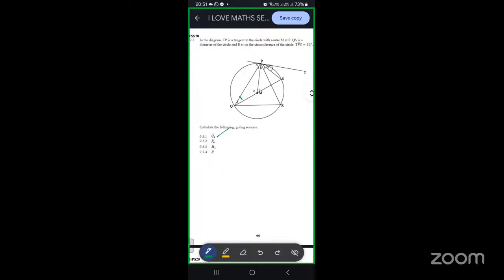Then the second one, 9.3.2, is requiring us to calculate the size of angle P4. P4 is this one here. And then, is there anyone of you guys who can share some idea of that question?